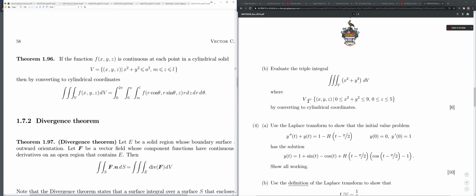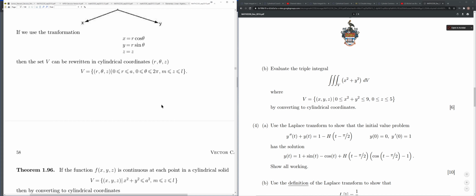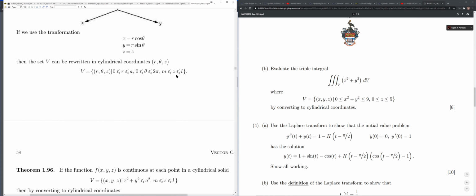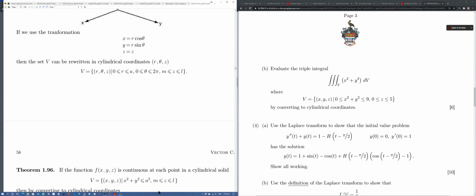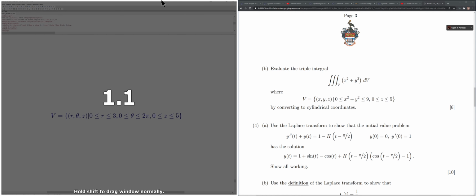Then also what I need to do is express this over here. I need to figure out what the r, theta and z are going to be for this. So I'd need to express this in this form over here. I want to express my cylindrical solid in terms of cylindrical coordinates, and that is done over here. So this is the same cylindrical solid written in cylindrical coordinates.